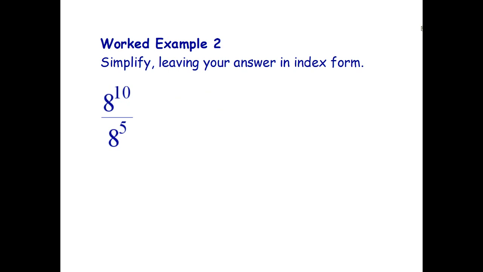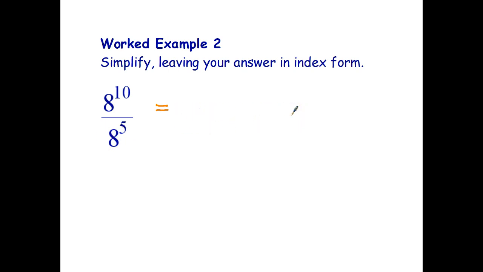Hello, students. In this question, you're being asked to divide 2 powers with the same base. Now, a common mistake that students make here is to see 10 divided by 5 or 10 over 5, and 10 over 5 is equal to 2, and they want to write 8 to the power of 2. Now, that's not correct, even though it seems sensible. The way you have to think of this is here's 10 eighths multiplied together in the numerator. In the denominator, I've got 5 eighths multiplied together.